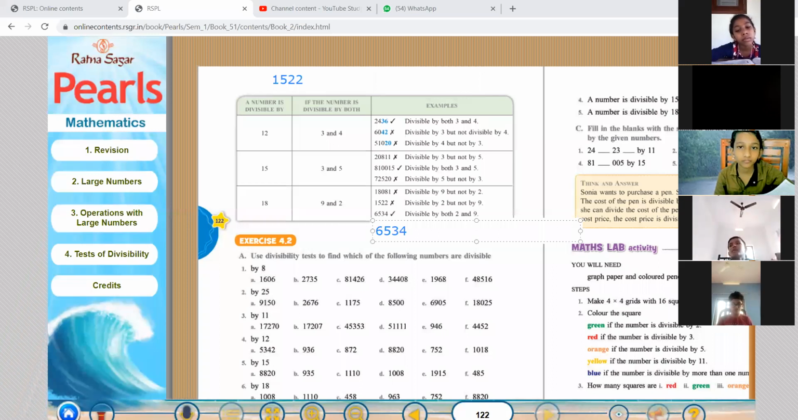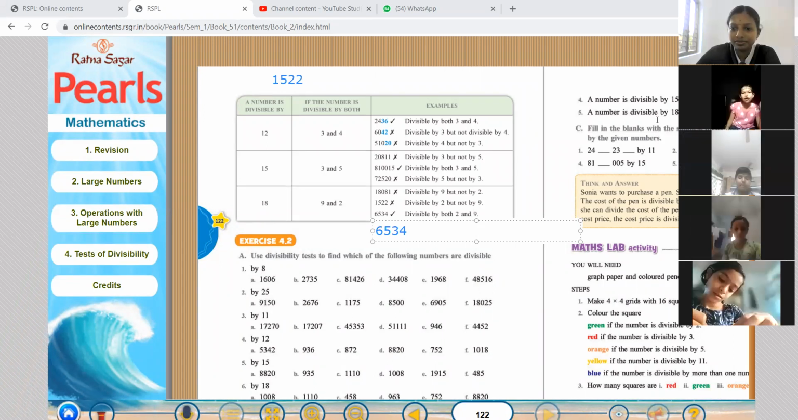6534. And what about 6534? Is it divisible by 2? It is divisible by 2 because the last digit is 4. So we can say that since the last digit is 4, it is divisible by 2. And now we have to check the divisibility by 9.